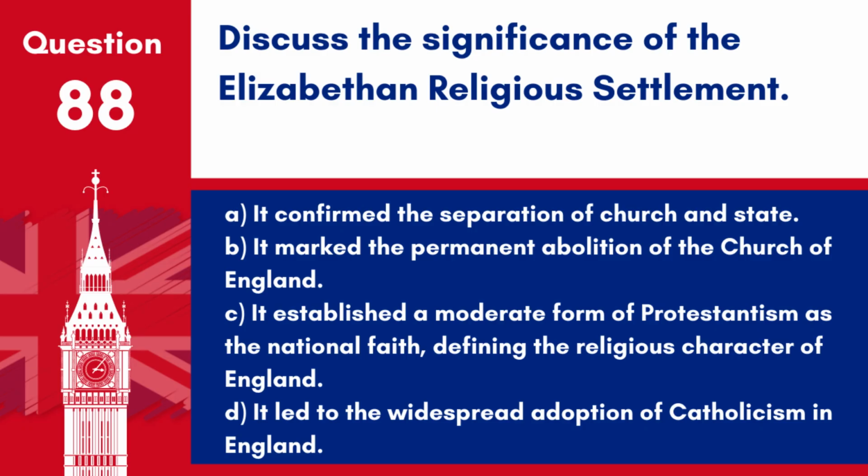A. It confirmed the separation of church and state. B. It marked the permanent abolition of the Church of England. C. It established a moderate form of Protestantism as the national faith, defining the religious character of England. D. It led to the widespread adoption of Catholicism in England.